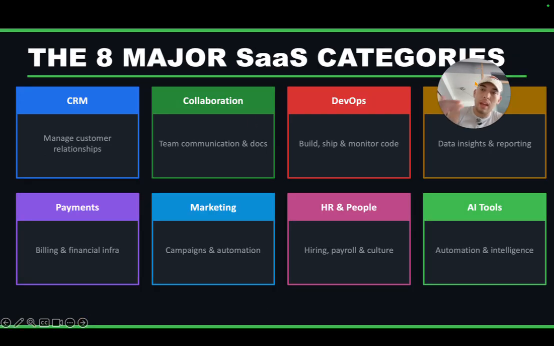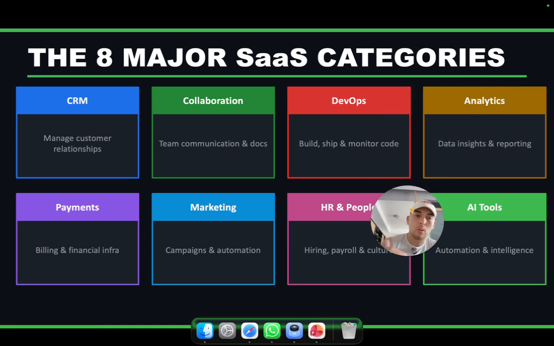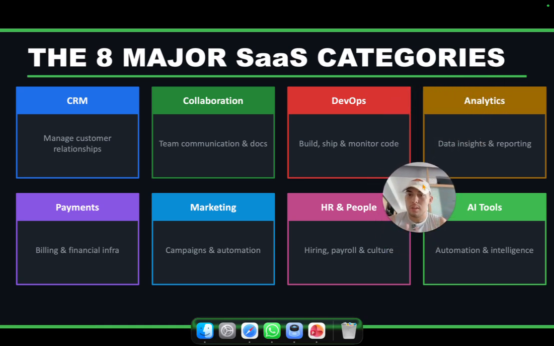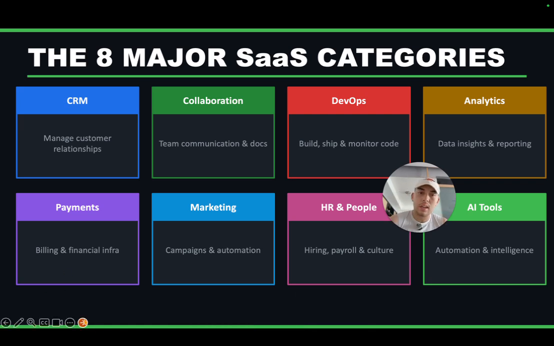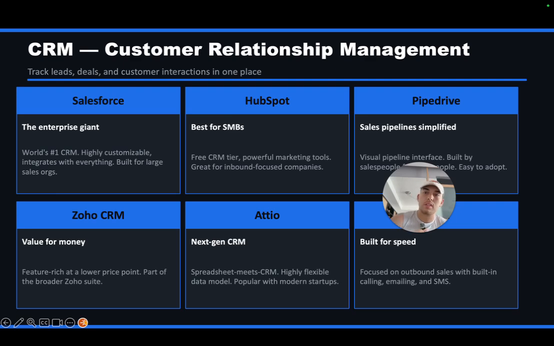Now the eight major SaaS categories, without going too much in depth. First we have the CRM, then collaboration, DevOps, analytics, payments, marketing, HR and people, and last but not least, AI tools. Now let's talk about each one specifically, very quickly.